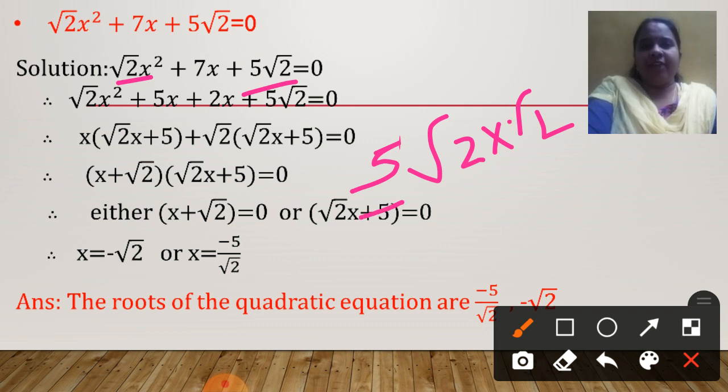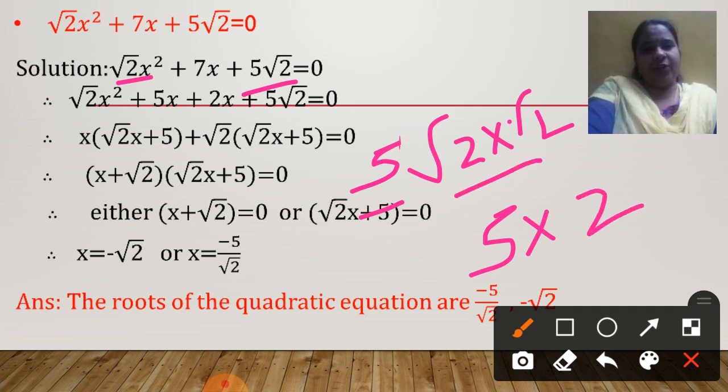So what do I get? 5 will be as it is. I hope you remember root 2 into root 2 is 2. So what do we get the product as? 10. 5 2's are 10.